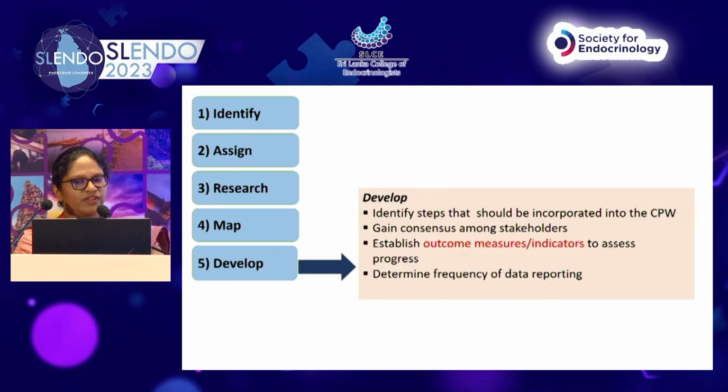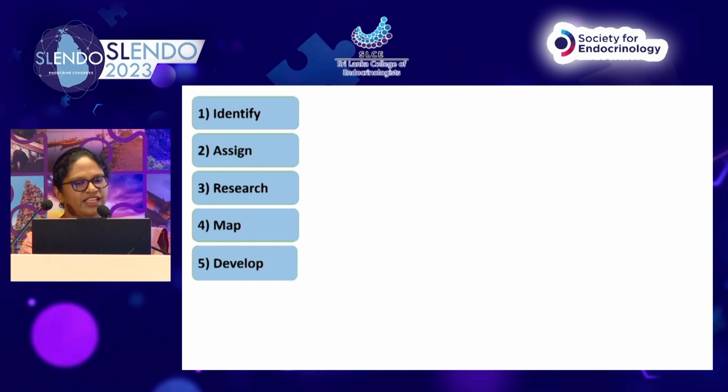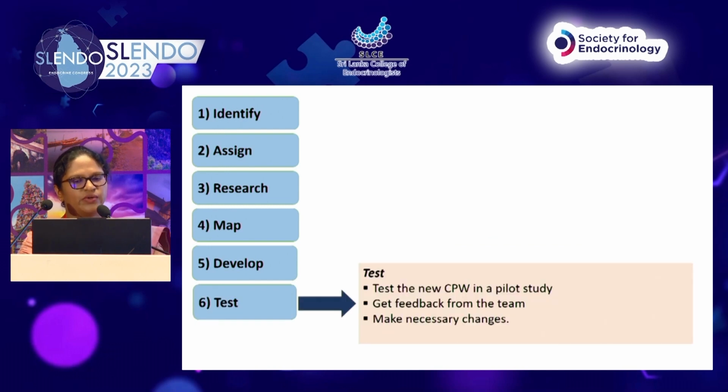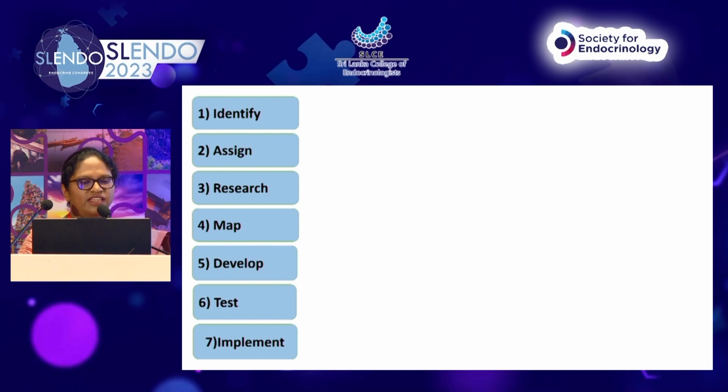So you identify steps that could be incorporated, gain consensus among stakeholders, and establish outcome measures and indicators to assess the progress. And we should also determine the frequency of data reporting at this stage. And then you can test the care pathway in a pilot study, get feedback from the team, and make necessary changes. And then finally, you can implement the care pathway.